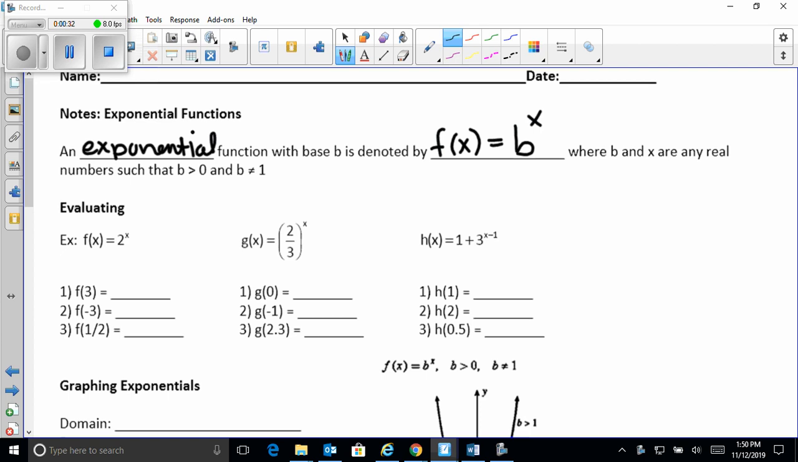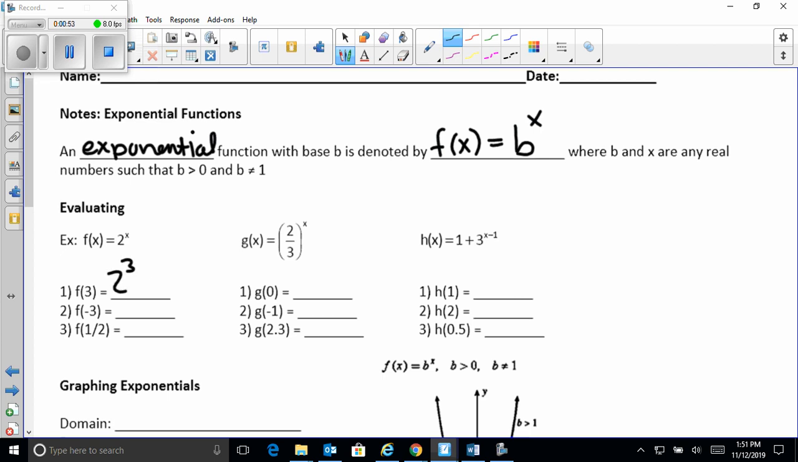Notice a couple of things here in the definition. b has to be greater than 0, because obviously if you have 0 to a power, it's going to be 0. And b cannot equal 1, because 1 to any power is going to be 1. So that would be a constant. So we're going to just start by evaluating, plugging things in.